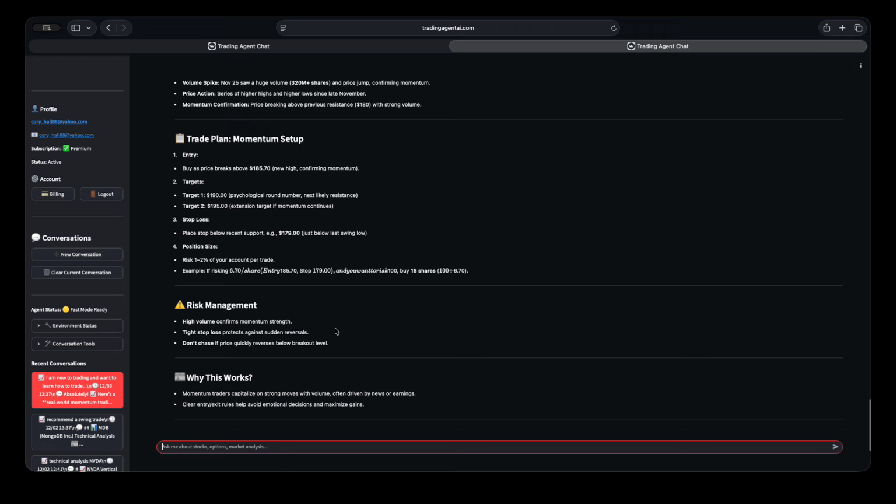Just in case the momentum dies out for whatever reason, the market reverses against you. There's some macroeconomic event or something that happens. Maybe it's not directly related to NVIDIA, but could be some bigger event that causes a market downturn. And then don't chase if the price quickly reverses below the breakout level.